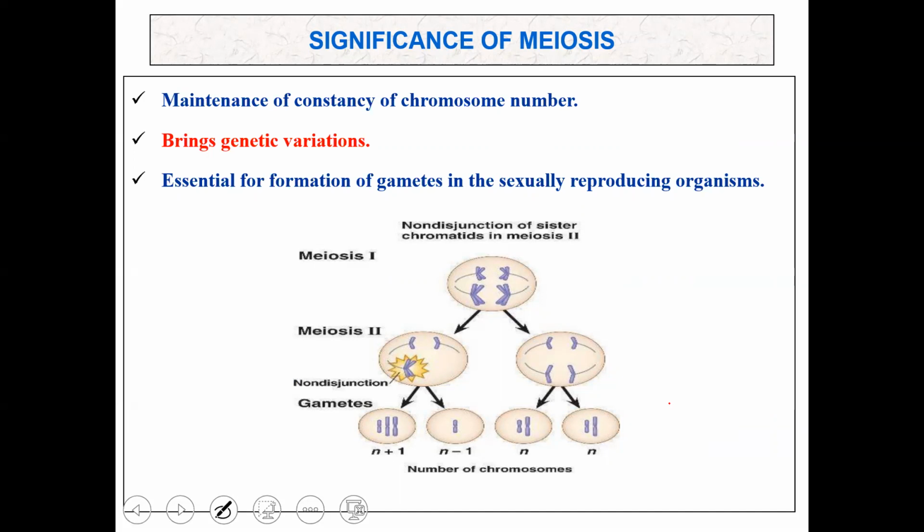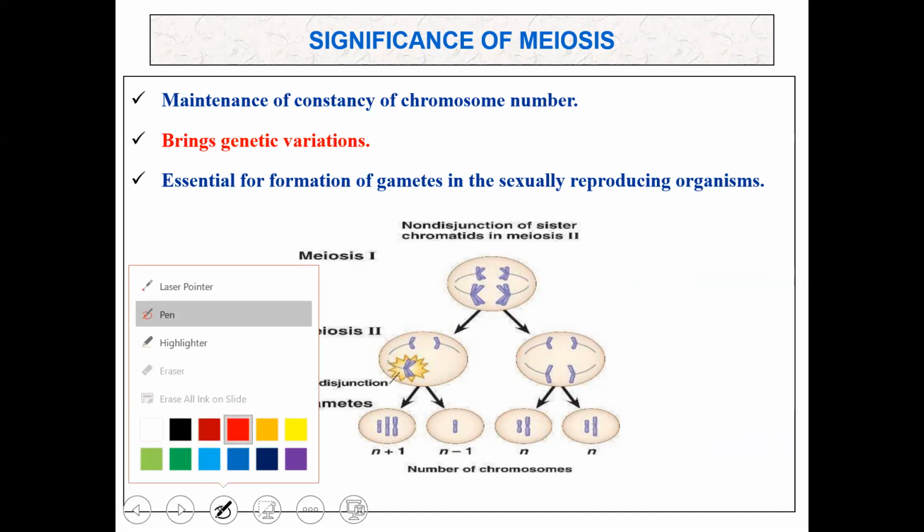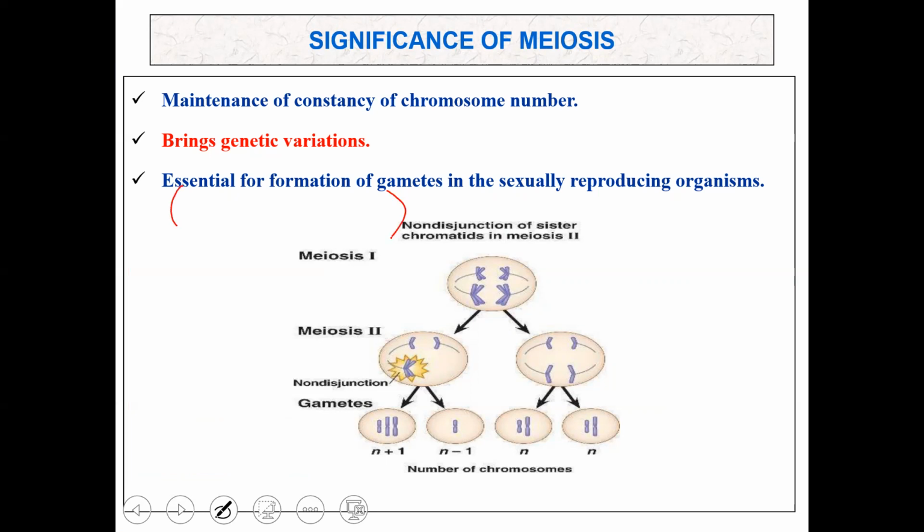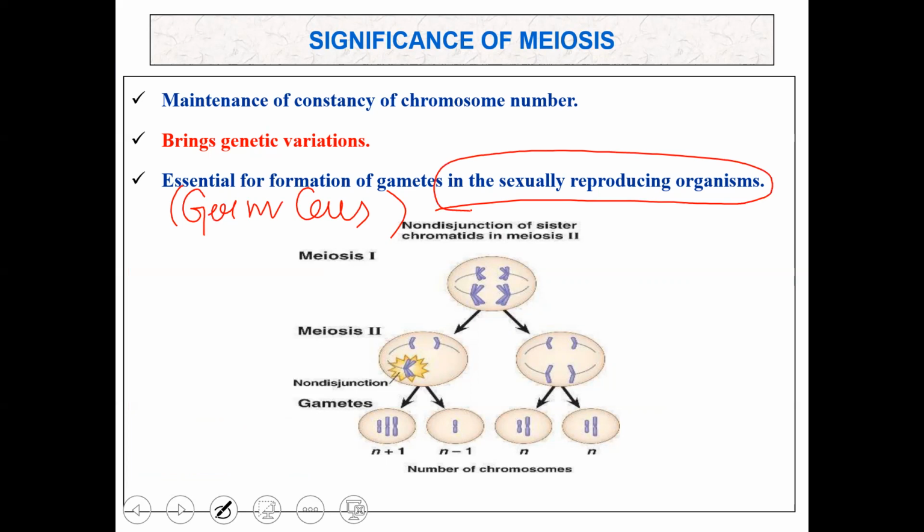And meiosis is most essential because it takes place in all the multicellular organisms. Especially this takes place in the germ cells or gamete forming cells, which are called meiocytes. And that is most prominent in sexually reproducing organisms. So what is the importance of maintenance of constancy of chromosomal number? They are specific to species.